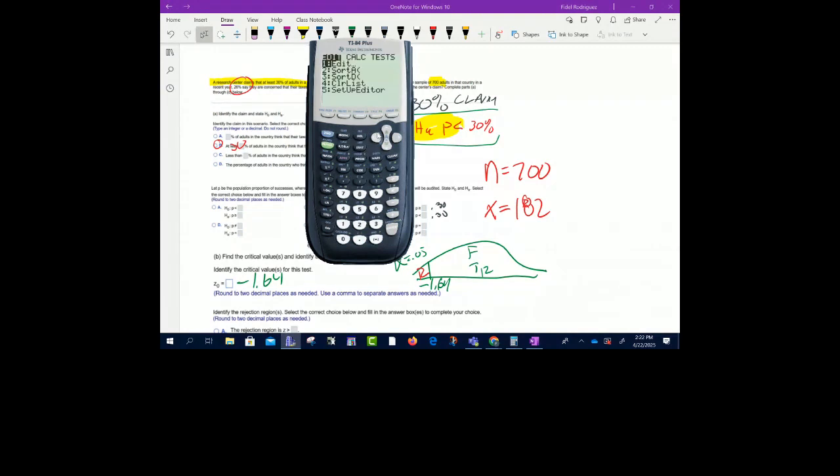Let me go to stat. Let me go to test. One proportional z-test, number 5. Let me just make sure that should be the one. Yeah, that's the one. You know what? Let me see if maybe this needs to be, you know what it needs to be? Sorry, guys. It needs to be a 0.30. That was my bad. Okay, now let's calculate it.